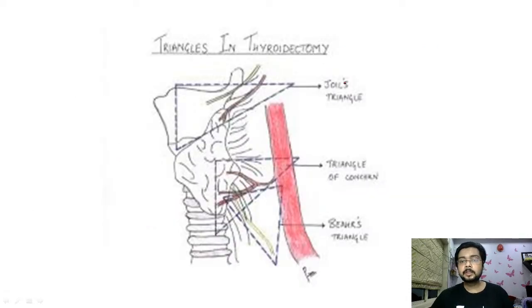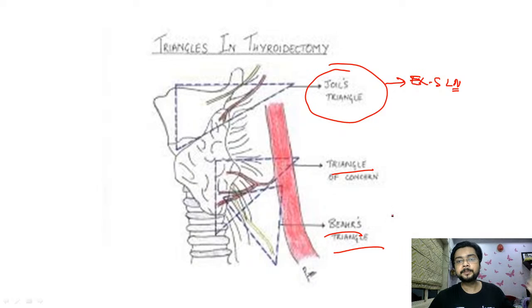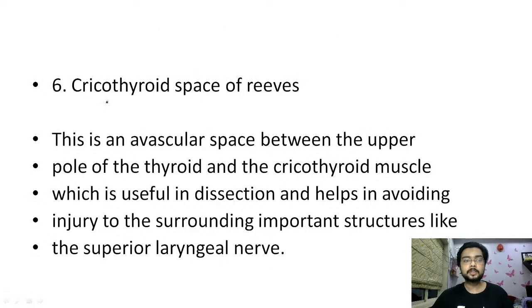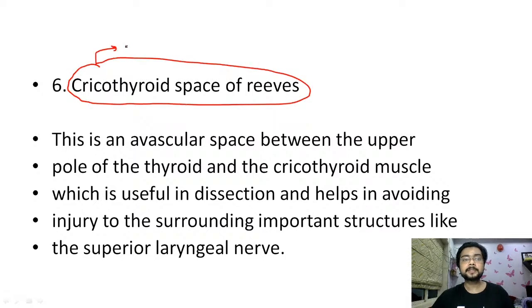So this is Joll's triangle, which was for the external branch of the superior laryngeal nerve. This is the triangle of concern, and this is our Beher's triangle. Just a schematic diagram to show you the different triangles in relation to the thyroid and its surgery. Also, before finding the external branch of the superior laryngeal nerve in Joll's triangle, we had to do dissection in that part, and it is always better to dissect in the cricothyroid space of Reeves.